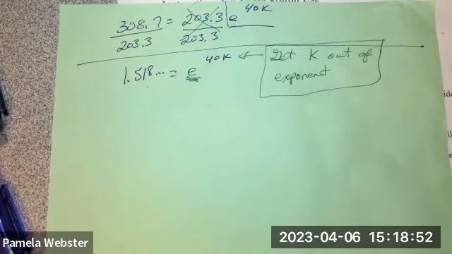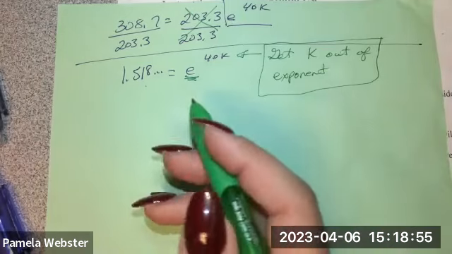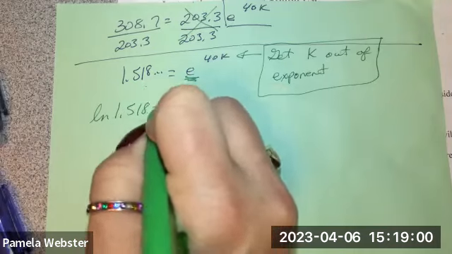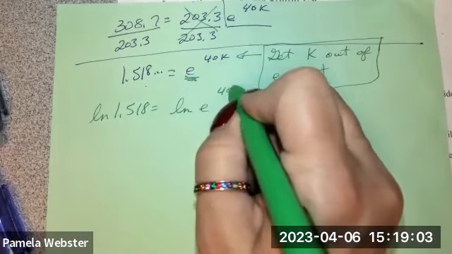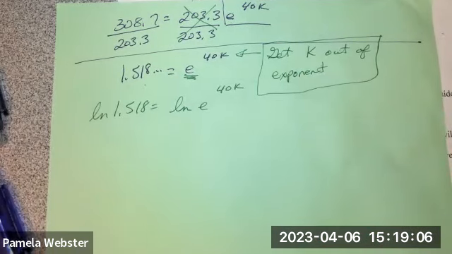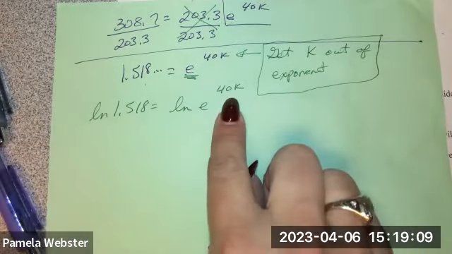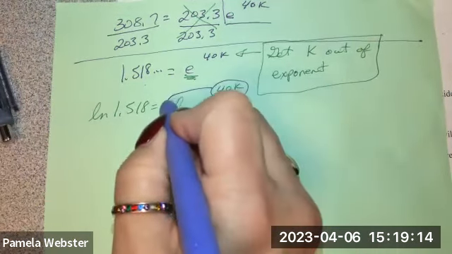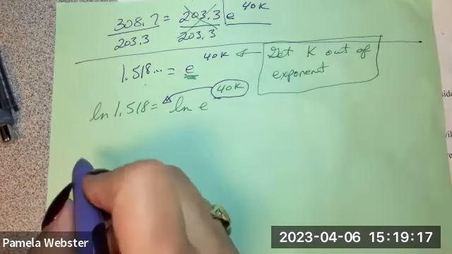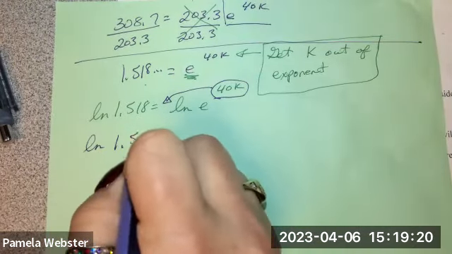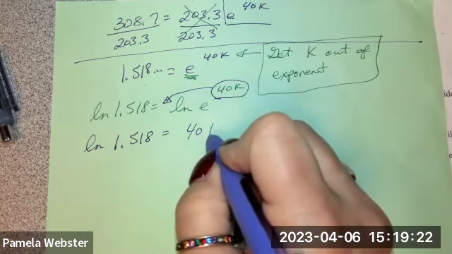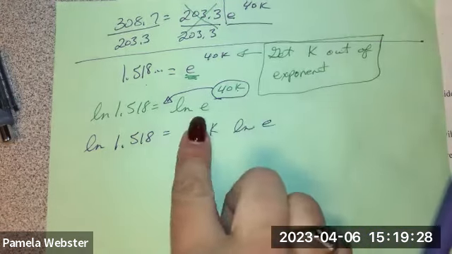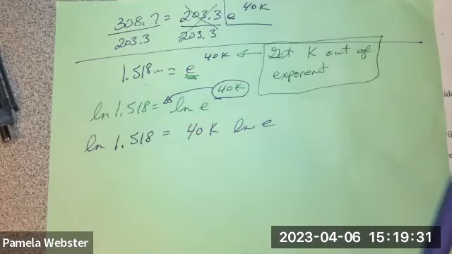Okay. Or if you prefer, you can take the ln of both sides. I don't care which way you do it. I'm probably just going to ln both sides, because I know that whenever I do that, remember, we've got this exponent up here. We've got that power rule that says for my logarithm properties, I can pull that down in front, right? So this becomes ln of 1.518 equals 40K ln of e, because when I'm raising an exponent to an exponent, I can pull this down and multiply them. We know that.